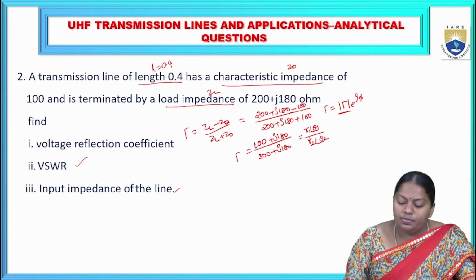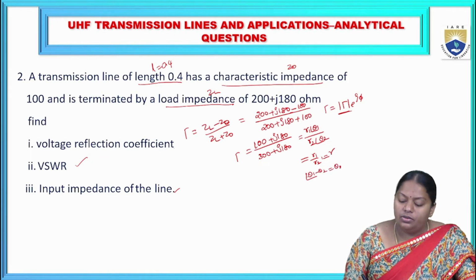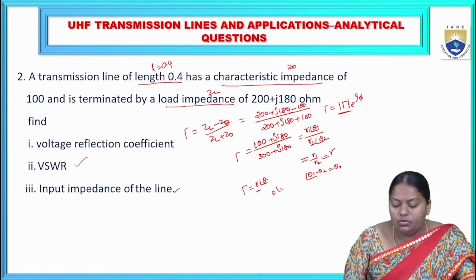To simplify the modulus of gamma, the magnitude, we consider R1 by R2 as R, and the angle theta 1 minus theta 2 as theta. Right? Finally, this gamma can be expressed as modulus of gamma into e power j phi, or R at an angle of theta, where this R must range from 0 to 1 only.